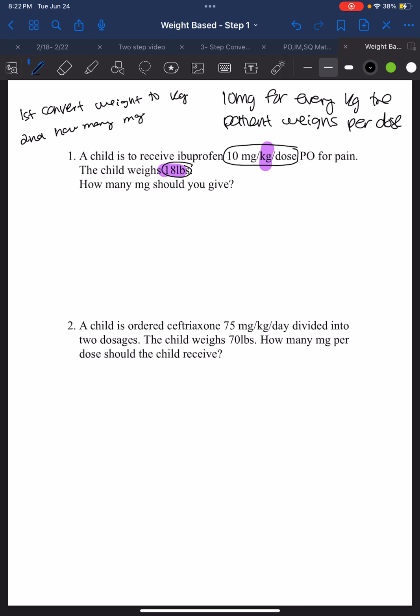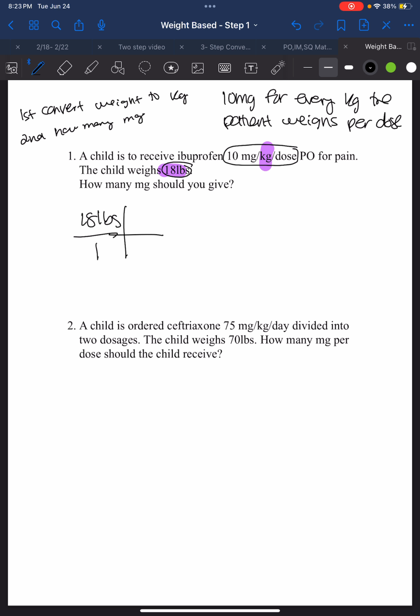So you are going to start off a weight-based problem with the weight. You're always going to put the weight over 1. Okay. So in this equation, our weight is 18 pounds. Think of the weight as the given. You can't say that this 10 milligrams per kilogram per dose is your given because it's not complete. It's a part of the problem, but it's not your given as in it's a whole number. Your given that's a whole number is your pounds. So we're going to put that over 1.